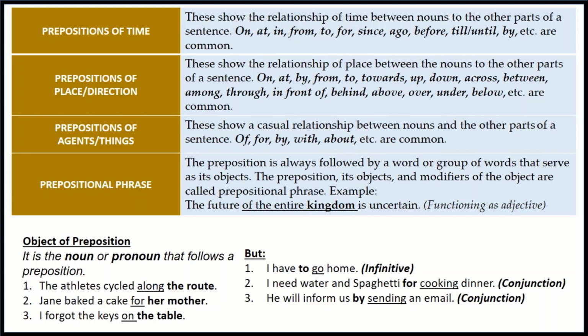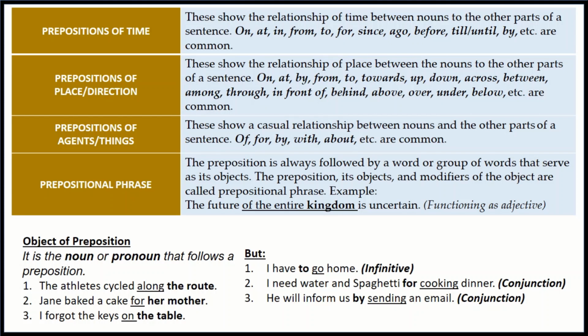Finally, we have prepositional phrase. Prepositional phrases are basically followed by a word or group of words that serve as its objects. So actually, how are prepositional phrases composed? They are composed of a preposition, its object, and the modifiers of that object. For example, the future of the entire kingdom is uncertain.